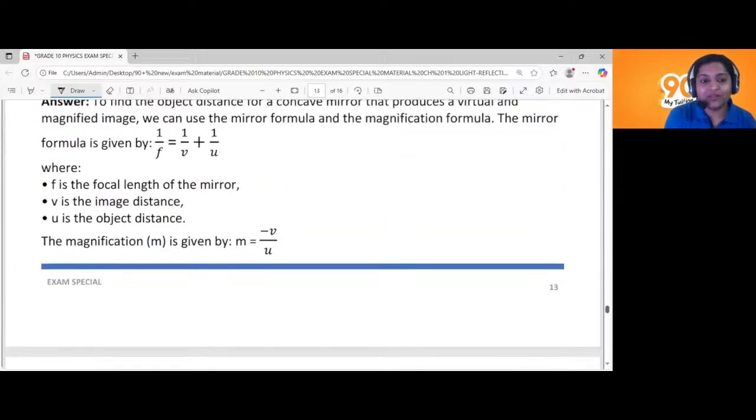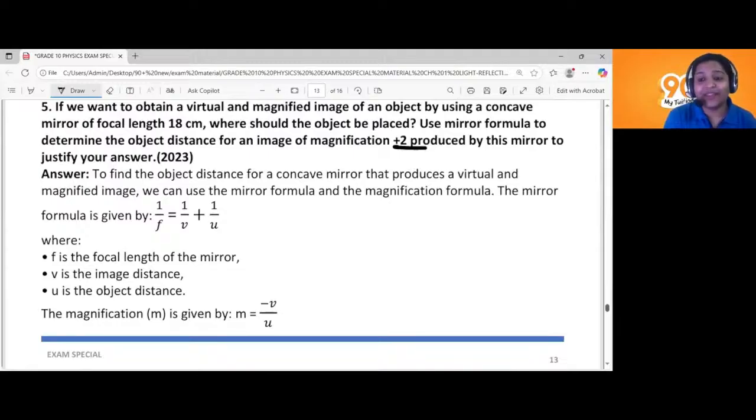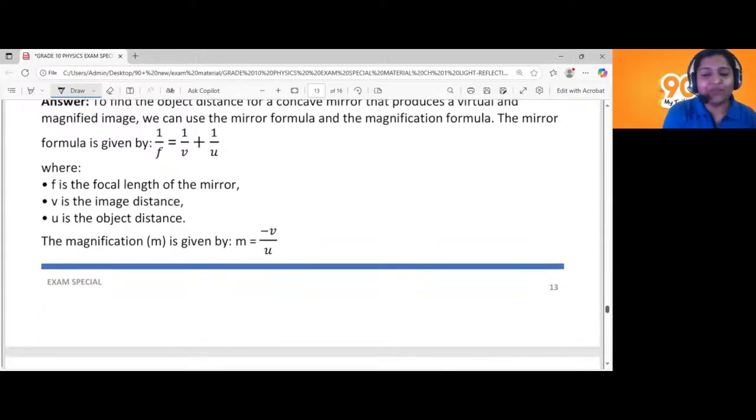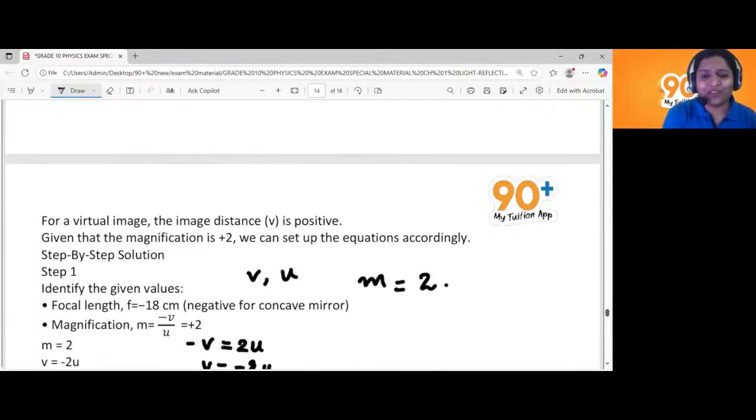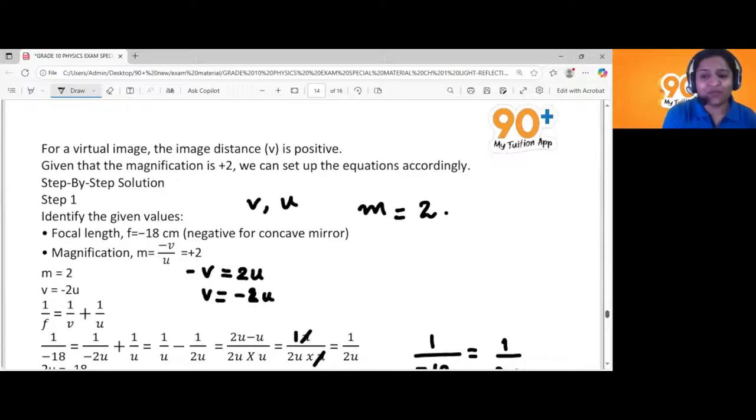Okay. So this is the question here. Magnification was given. Focal length is given, and only one hint is given. The magnification is +2, and it is a concave mirror. To get a positive magnification in a concave mirror, the object should be kept between the pole and focus. And to apply the mirror formula, we don't have the values of V and U.